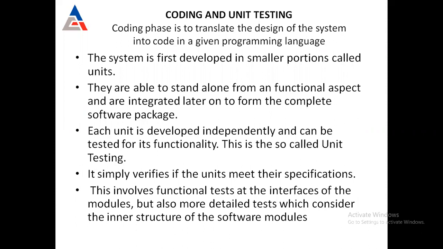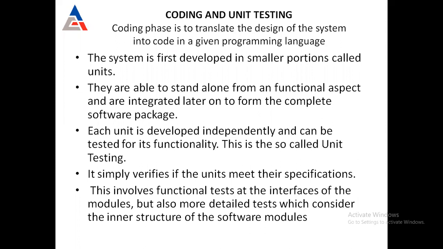The system is first developed in small portions called units. They are able to stand alone from a functional aspect and are integrated later on to form a complete software package. Whenever we have to design a huge product, we always design from sub products, or mini products. So mini products make sub products, which make a huge product. Similarly, to develop software, we first design small units of it and then integrate all the units to make a proper software.